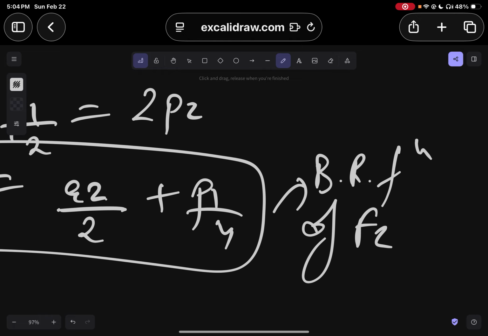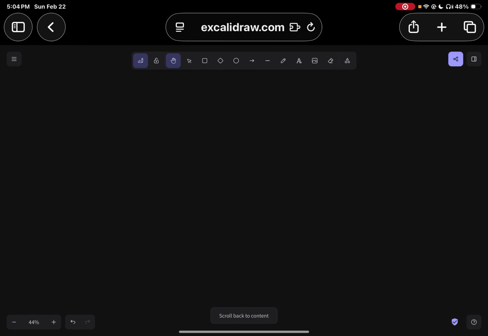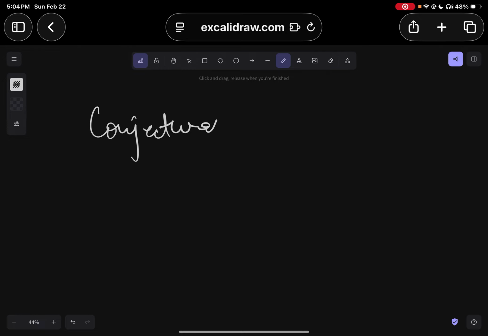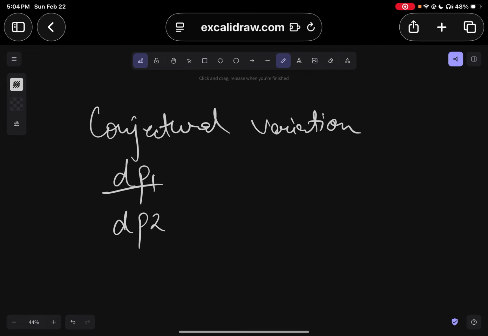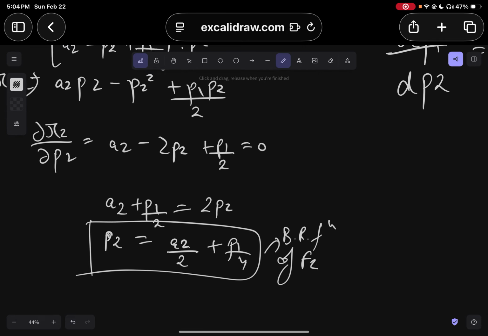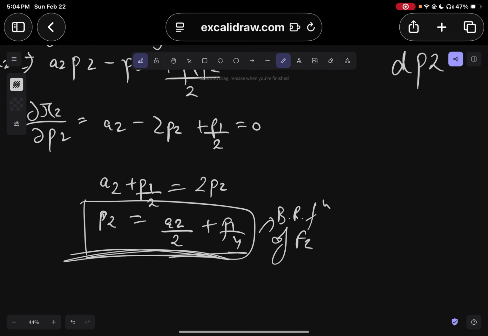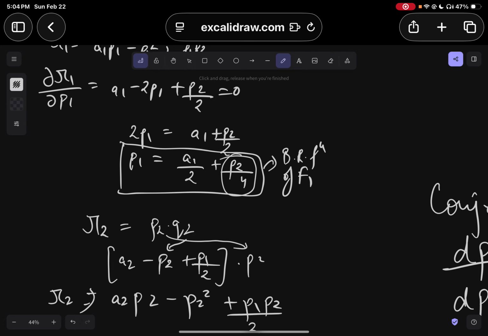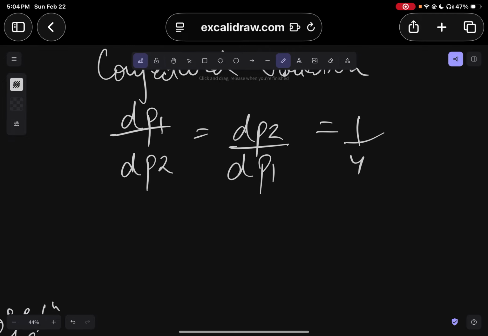Now the conjectural variation: if firm 1 increases price by rupee 1, let's say, then firm 2 will also increase its price by 1 by 4 given their best response function. If you check the best response functions, both are dependent upon the other one's price. So if firm 1 increases price by rupee 1, firm 2 will also increase its price by 1 by 4, even if they did nothing in their product differentiation.